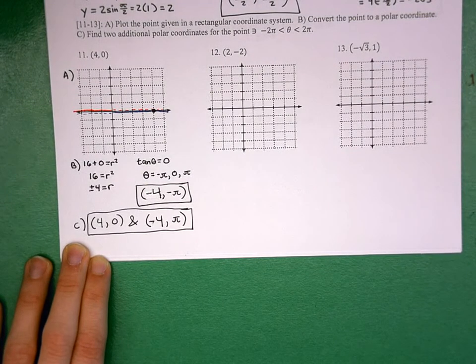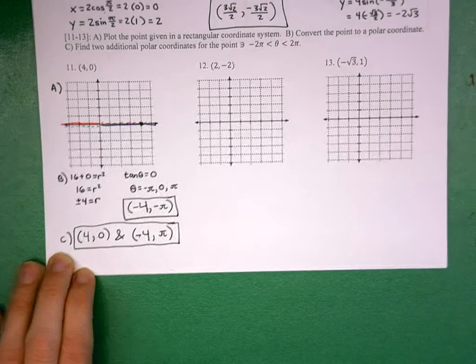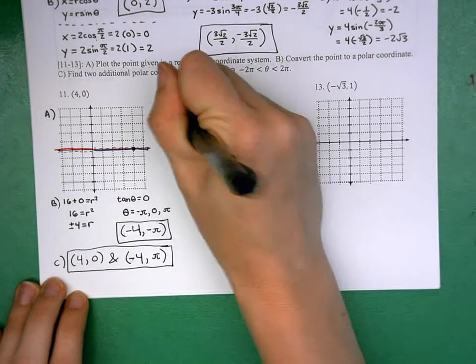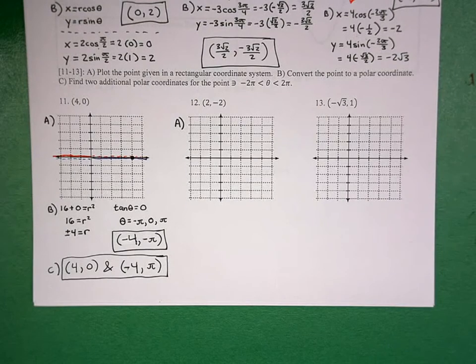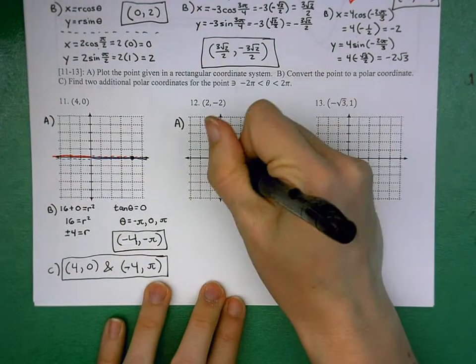Okay, let's do another. Okay, let's start with plotting our coordinate point, 2, -2. Where does that sit? Okay, well, 2, -2 would be in the 4th quadrant.